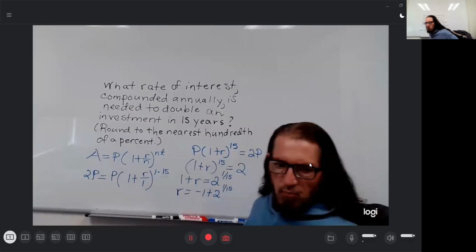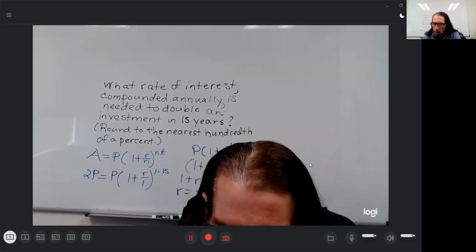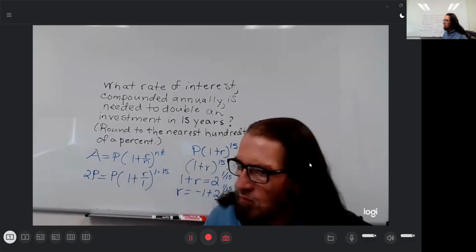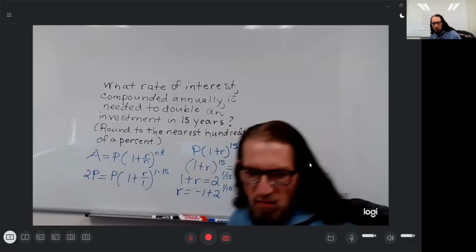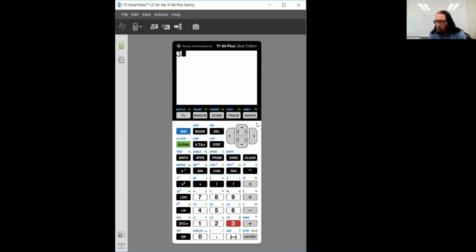I'm going to put that into the calculator. So -1 plus 2 to the 1/15th power. Notice that I'm putting parentheses around that because I have the calculator in the classic printing mode.